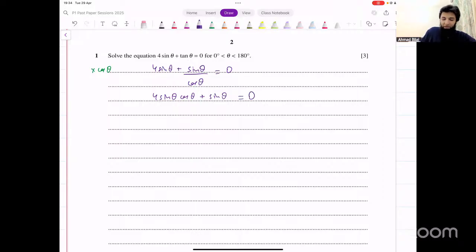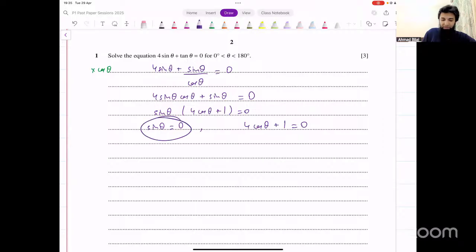You can also do it like this: you take LCM on the left side, so you have cos theta in the denominator, and then you can just multiply that to the right side and that will get eliminated. You would just be left with this. How do we solve this further now? We can take sine theta common from the left side. That leaves us with 4 cos theta plus 1 inside. So either sine theta is equal to 0 or 4 cos theta plus 1 is equal to 0.